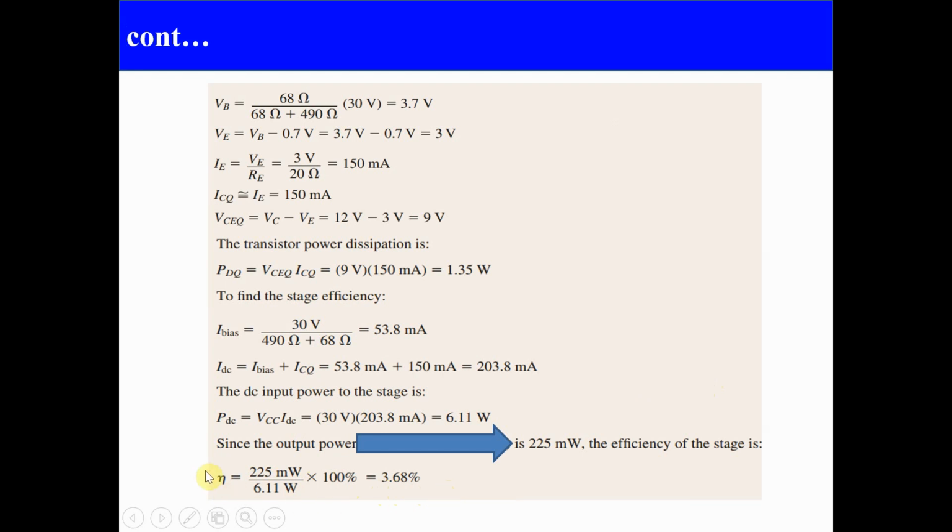So for this given circuit and parameters, eta is equal to 3.68 percent, meaning out of 100 watts, only 3.68 watts is used in boosting the signal. This is a very small efficiency. The higher the efficiency, the better the amplifier is at converting DC power into AC power. The maximum efficiency in class A is 50 percent. For resistor fed it is 25 percent, and for transformer fed it is 50 percent.